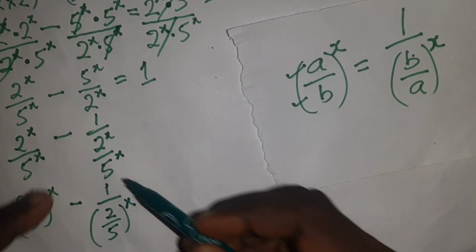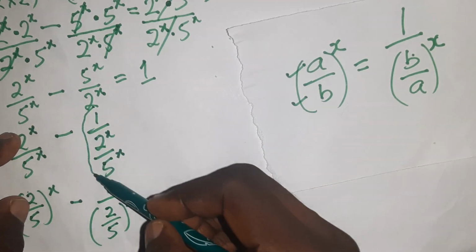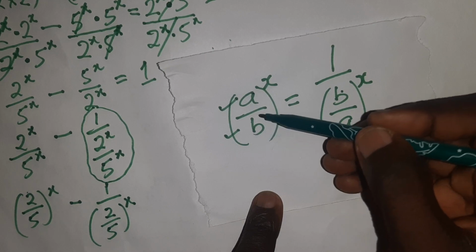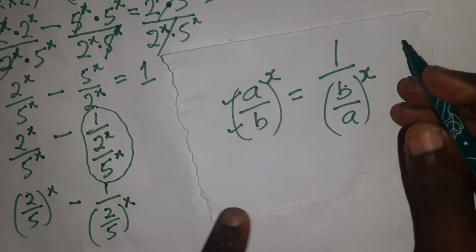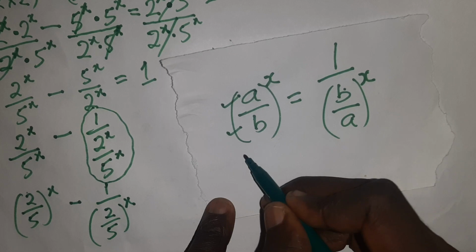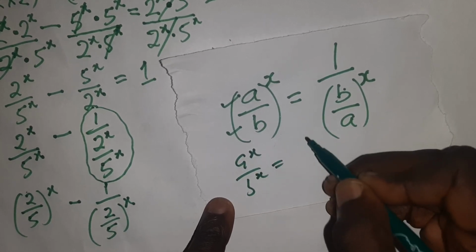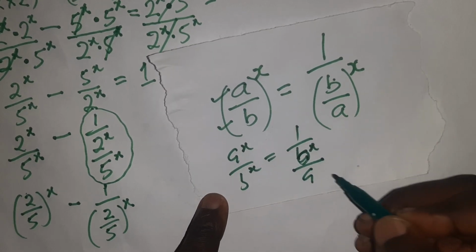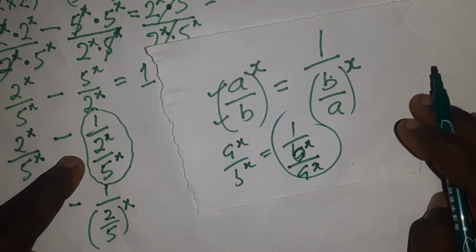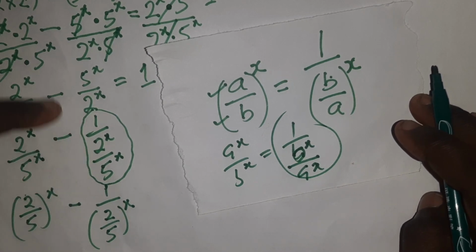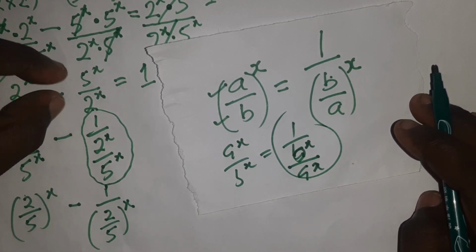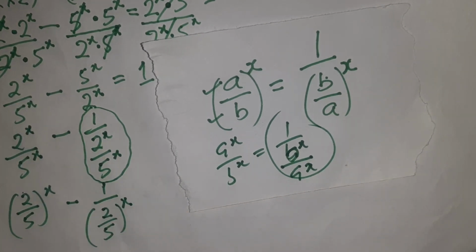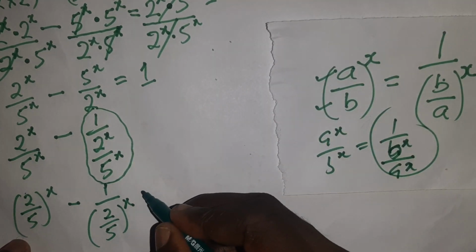So notice what I did here. This whole swapping was from this law here: this over this, all to the power x, can be 1 over, or even if you open the brackets, a raised to x over b raised to x is the same thing as 1 over b raised to x over a raised to x. This is exactly what I did here, so don't get confused. So from this it became this, 1 over the swapping of this. So finally this and this are now the same. So continue your equation, equals 1.